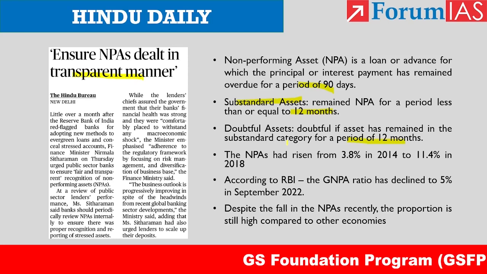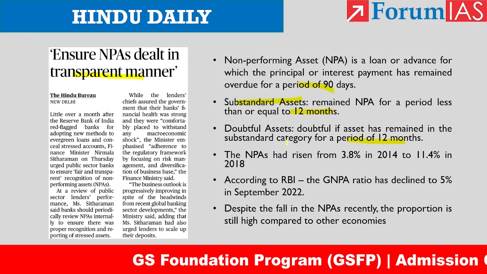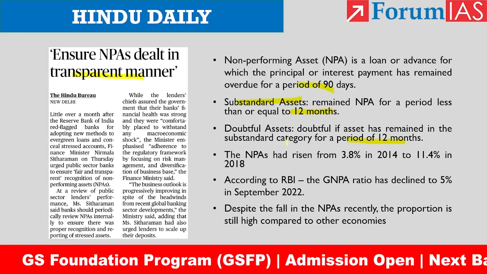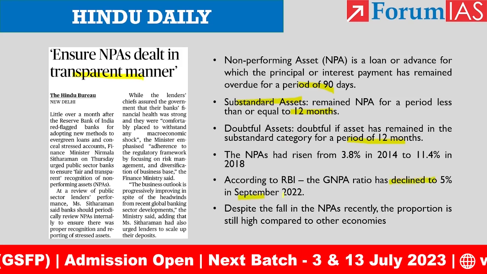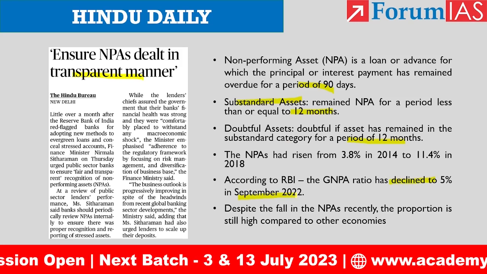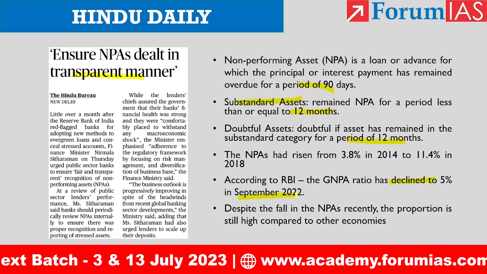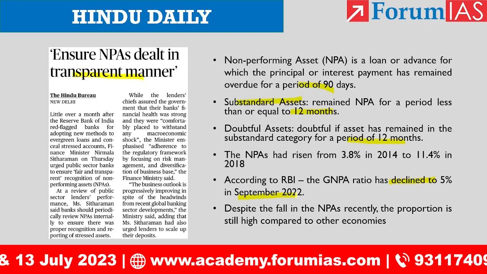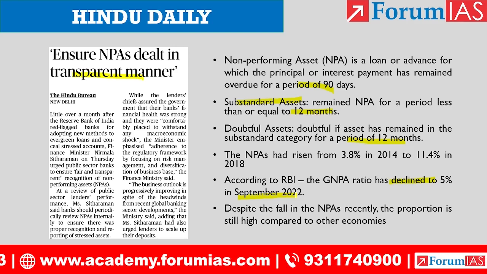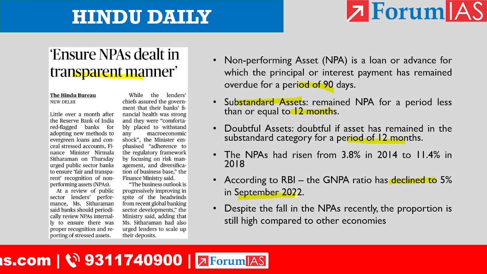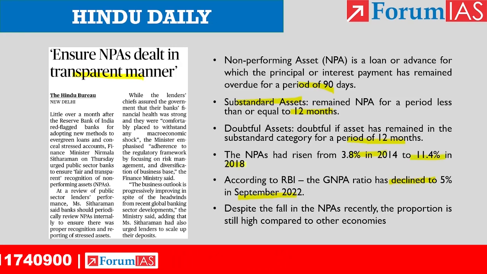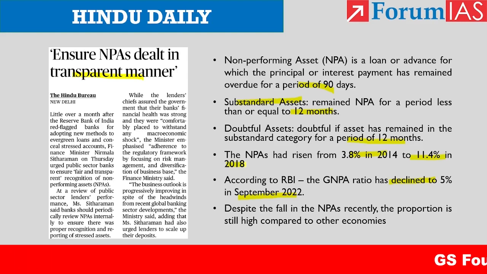According to RBI's financial stability report, the gross non-performing assets ratio has declined to 5% by the month of September 2022. Know that the ratio of net non-performing assets to net advances has fallen to 1.3% in September 2022, which is the lowest in 10 years. But previously, NPAs had risen from 3.8% in 2014 to 11.4% in 2018. However, since then, the NPAs have shown a declining trend.